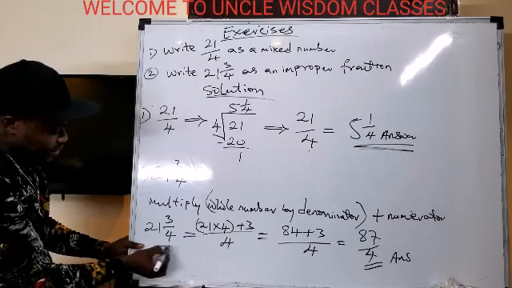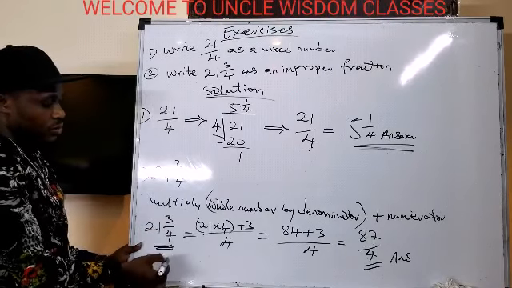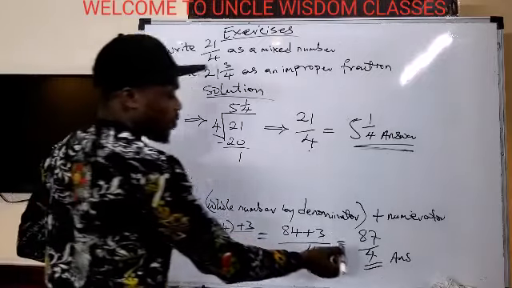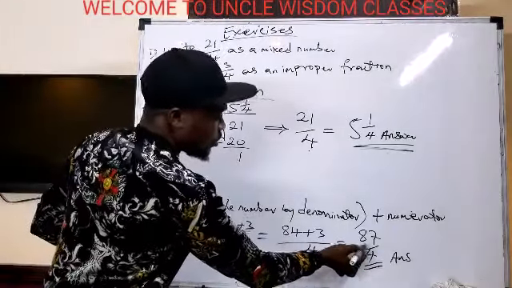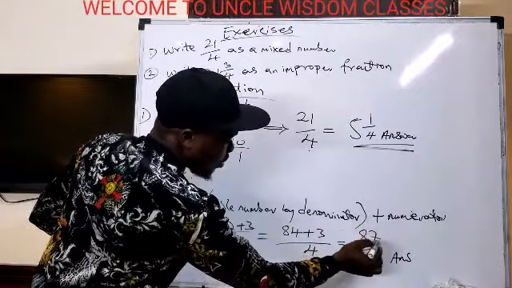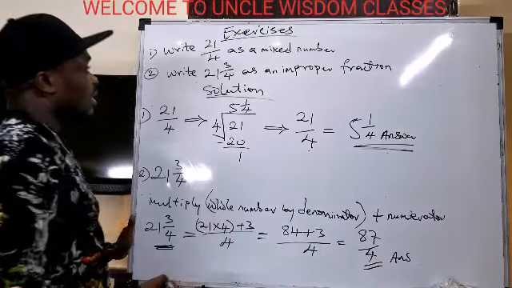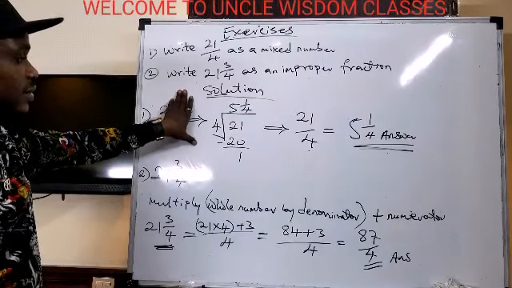This one is a mixed number, 21 whole number 3/4. We've achieved converting it to an improper fraction, which is 87 all over 4. That is our answer. That is that for the previous class exercise.